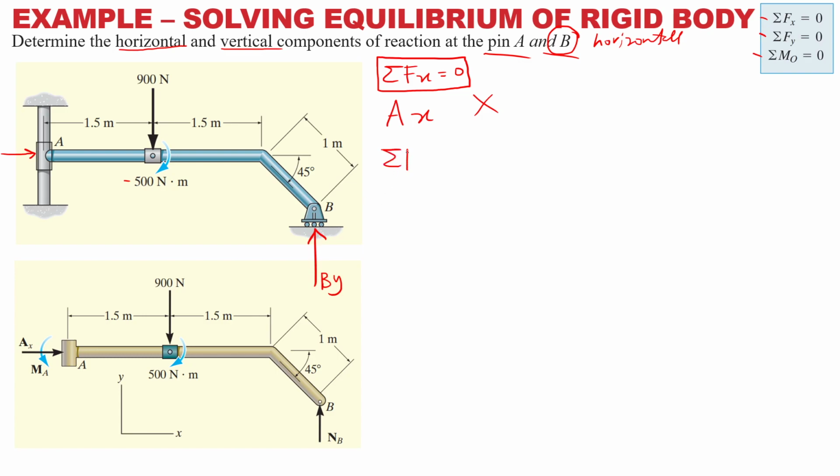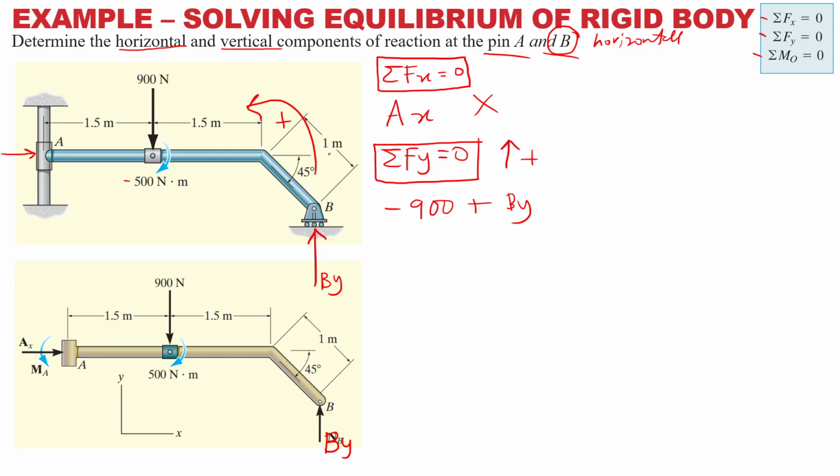Continue. Summation Fy equals 0. Going up is positive. Negative 900. Right, plus. Oh, we named it BY. It was named normal B. It's the same, either one. You can choose which one. Let's call it BY so that you won't be confused. BY is positive, right? It rotates like that. Yes, it follows your right hand, so it's positive. The distance of BY is 3 plus 1 cos 45, 1 cos 45 degrees.